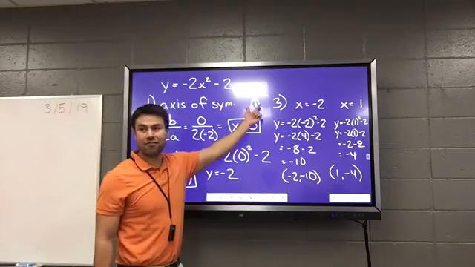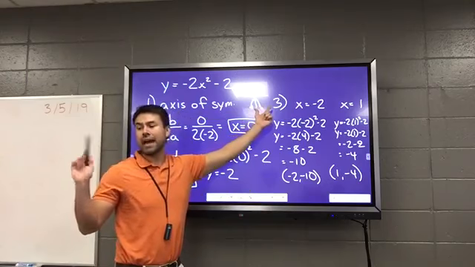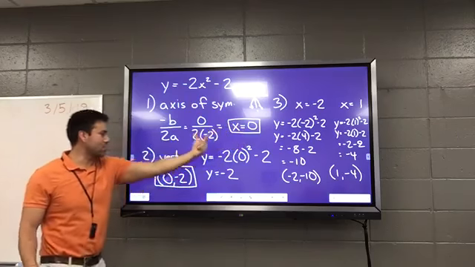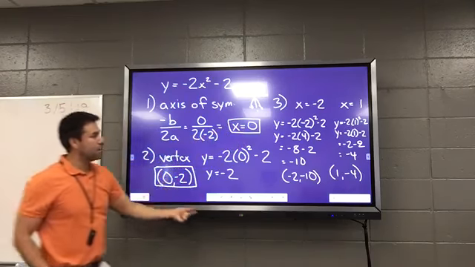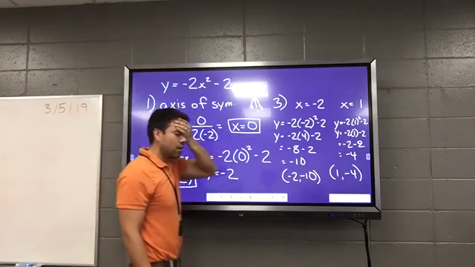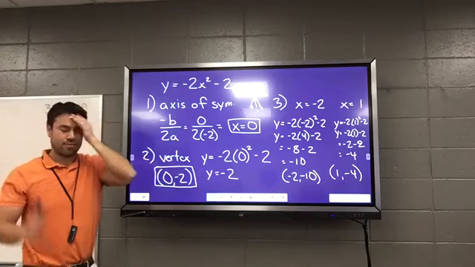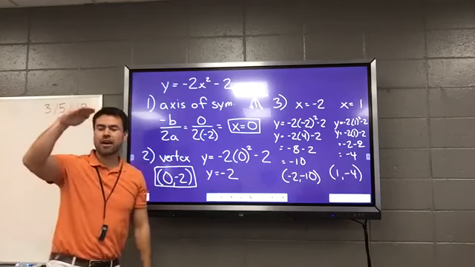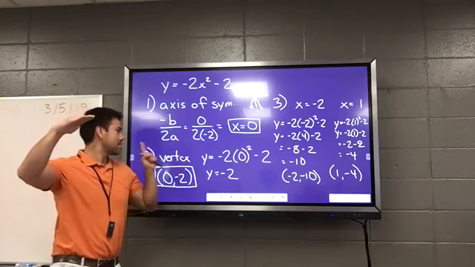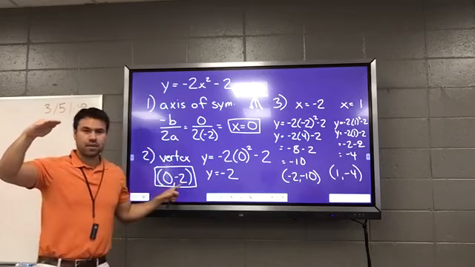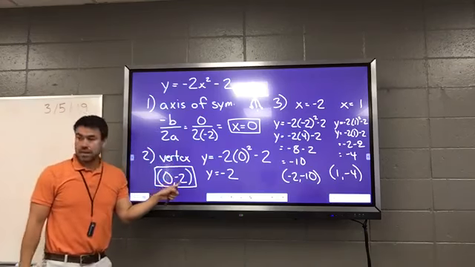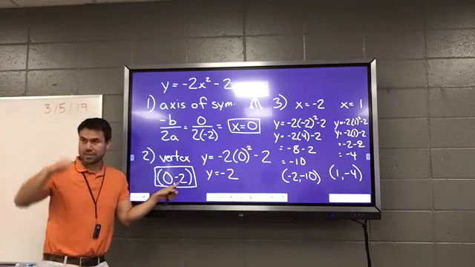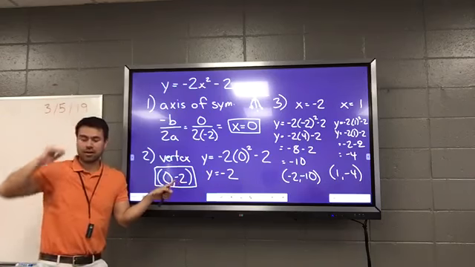So that's the graph. I just drew it really small, but what's my axis of symmetry? x equals 0. What's the vertex? Does it open upward or downward? Downward. Does it have a minimum or maximum? Maximum value of -2. Why is it -2? Because that's the highest y value I can get. That's the highest it can go. It goes right there. It doesn't go higher.